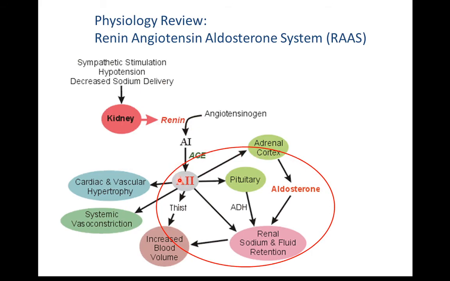So the first one is when the adrenal cortex is stimulated by angiotensin II, it releases aldosterone. And aldosterone is a hormone that promotes sodium and fluid retention. The pituitary secretes ADH, and that promotes sodium and fluid retention. Angiotensin II directly helps us retain sodium. And all of these processes together help to increase blood volume.